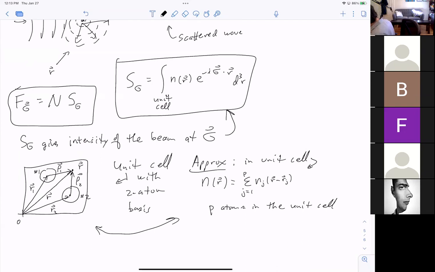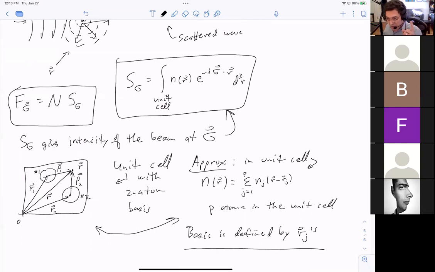Yeah, the basis is defined by the R_j's. Does that make sense? Because in this one example, I have R1 and I have R2, and that defines my basis. Does that answer your question? Yes. Okay. All right. So I drew a specific example on the left.